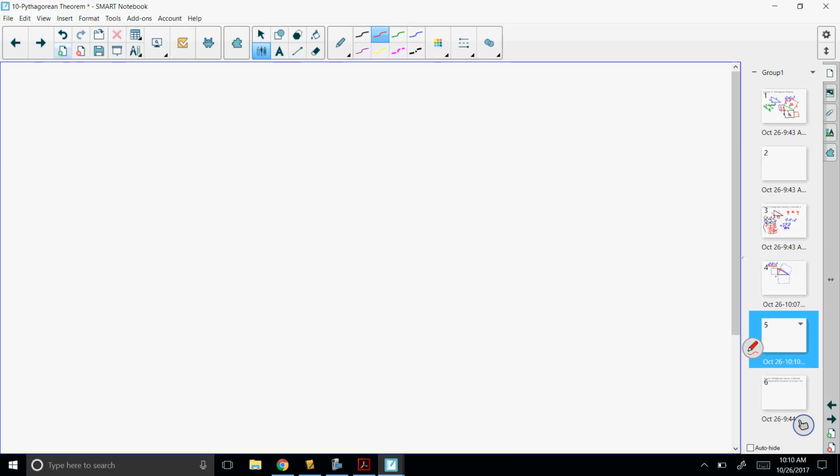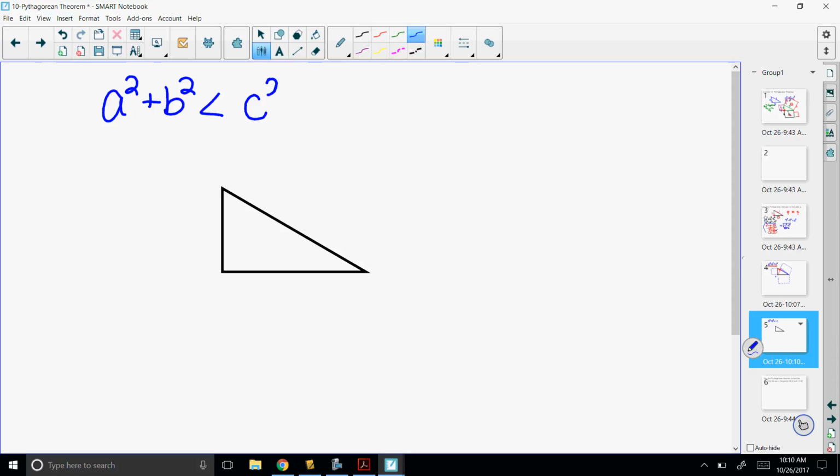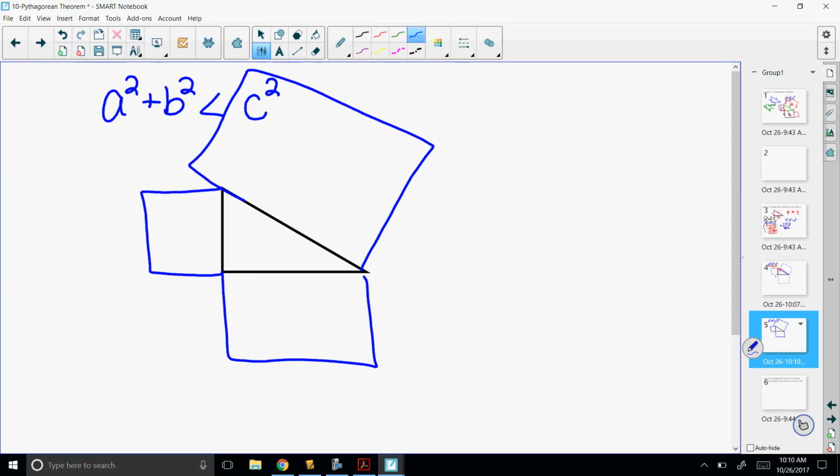Let me do another one. So what happens if a squared plus b squared is less than c squared? So I have this square here, and I add to it this square over here. What happens if this square off of the hypotenuse is larger? If it's larger, then I got to make it bigger, right? So your hypotenuse, let me put it in green, your hypotenuse has got to be longer.